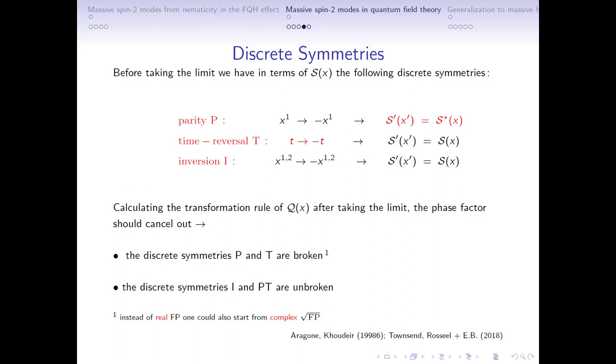And the T is also broken, because you remember there was a T in the C squared T. So if you replace t by minus t, then again the phase factor doesn't drop out. Here it doesn't drop out because of the complex conjugation, here because t goes to minus t. So these are broken, and the only thing that's left is the PT and the inversion. So the product of the two is preserved, and that's exactly the unbroken symmetries which you also find in the GMP mode.